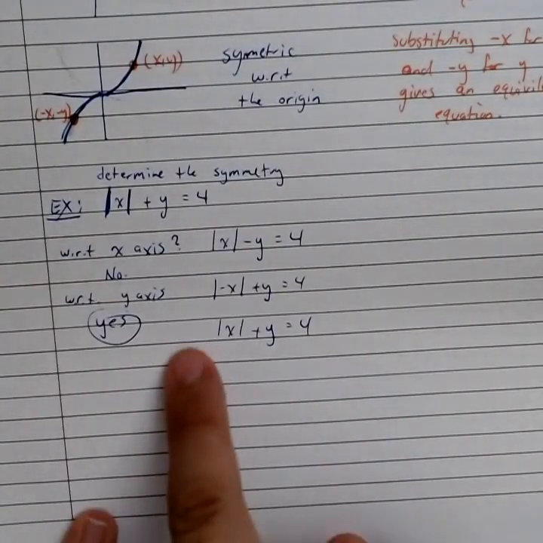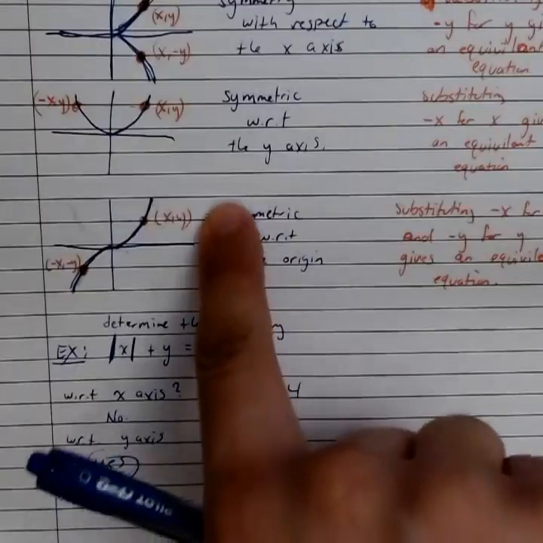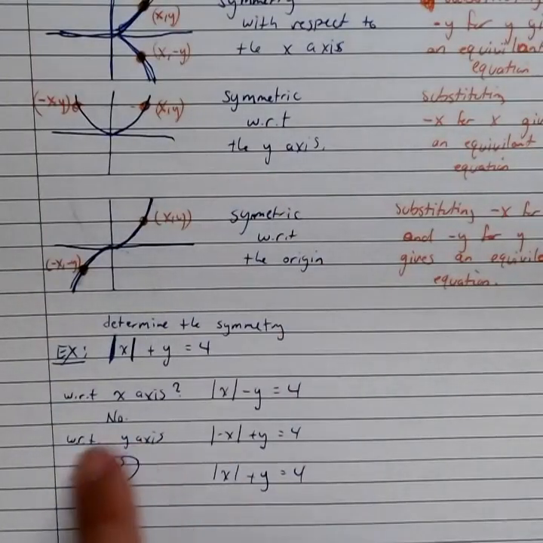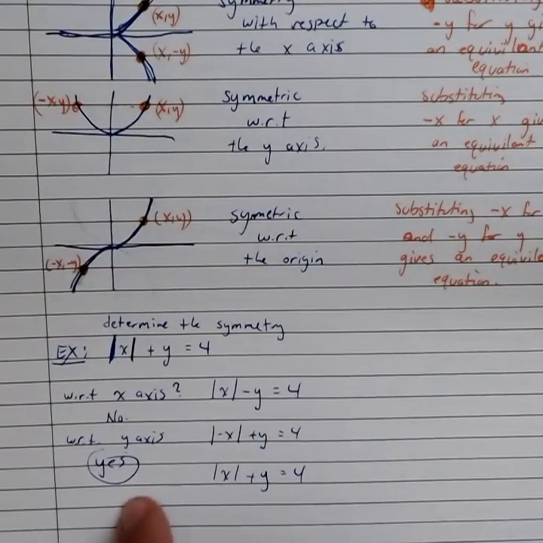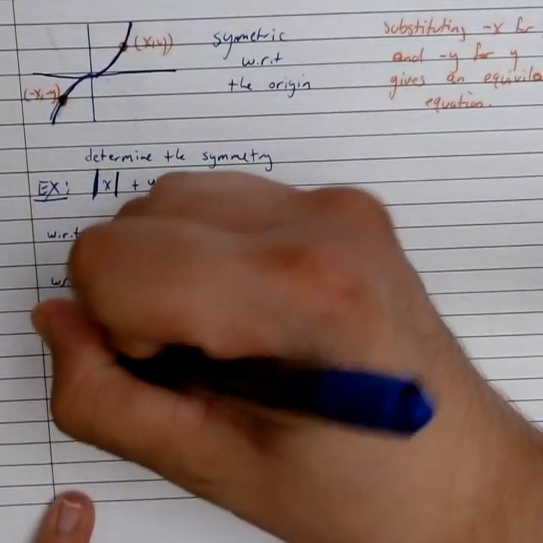Now, it is possible for a function, or for a graph, to be symmetric with respect to more than one of these. So here, even though we already found it's symmetric with respect to the y-axis, let's check to see if it's symmetric with respect to the origin, because it's possible to be symmetric with respect to more than one of these. So let's go ahead and check the third one.